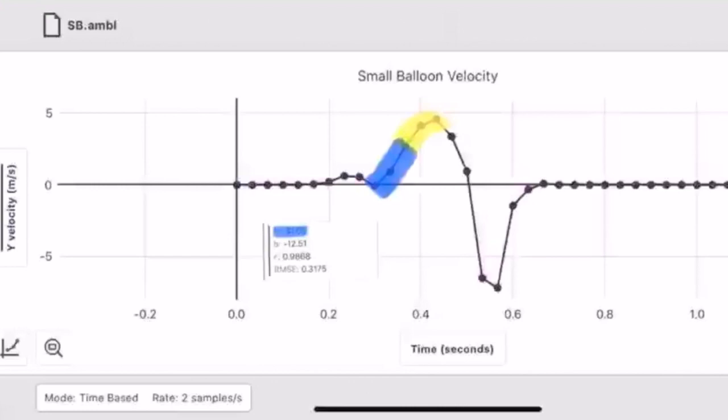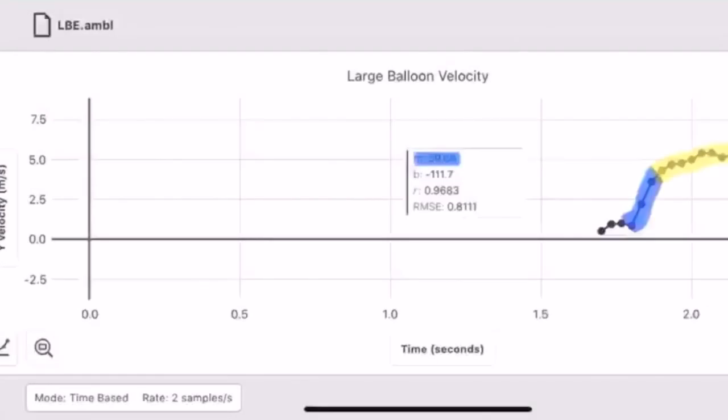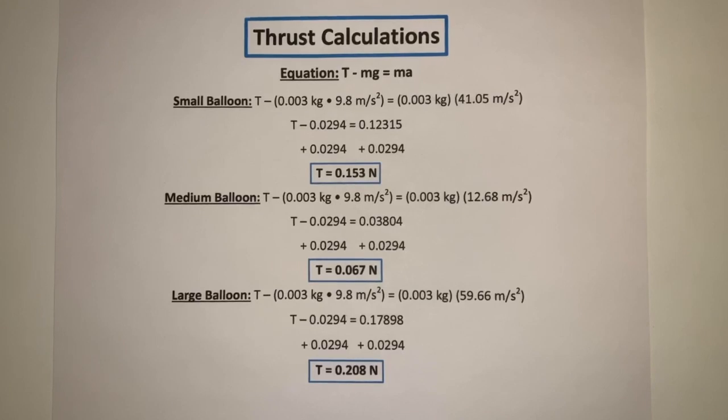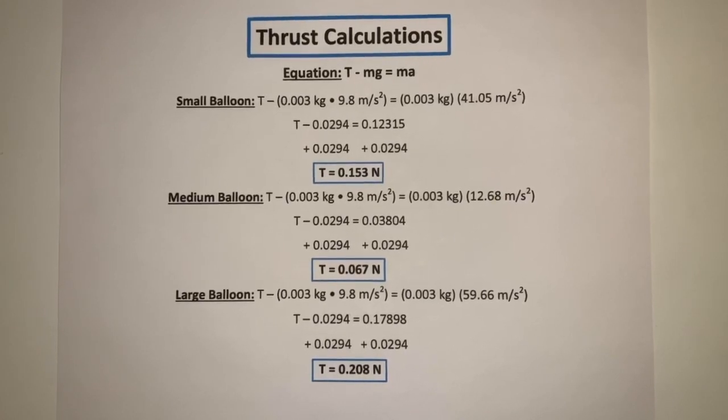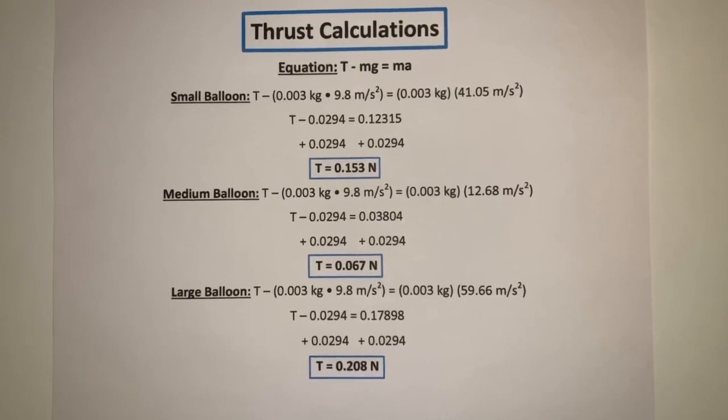We found the acceleration to be 41.05 meters per second squared. Then the slope that we found for the medium balloon was an acceleration of 12.68 meters per second squared. Then lastly, the large balloon had an acceleration of 59.66 meters per second squared. So then the overall equation that we used was thrust minus weight equals mass times acceleration.